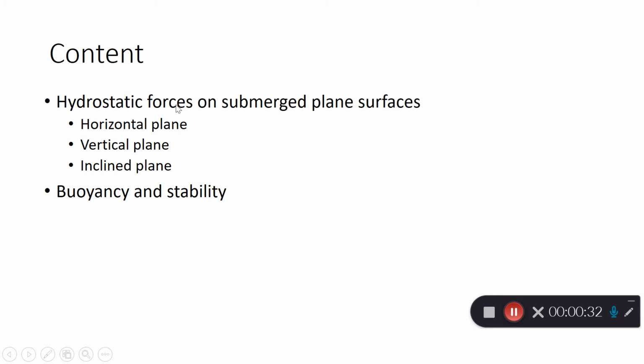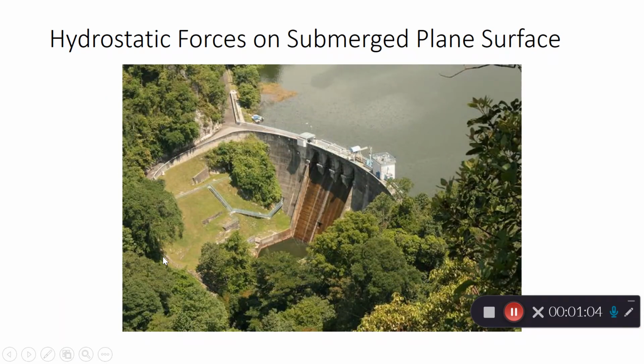The content of this subject includes hydrostatic forces on submerged plane surfaces. So we're going to see what is hydrostatic force and how do they act on the submerged plane surfaces. There will be three cases that we will look into: the horizontal plane, the vertical plane, and the inclined plane. Next, we are going to look into buoyancy and stability. In this video, we're just going to cover the introduction for you to learn about the definition of the title and also to tackle the first part, which is the horizontal plane, which is actually very simple.